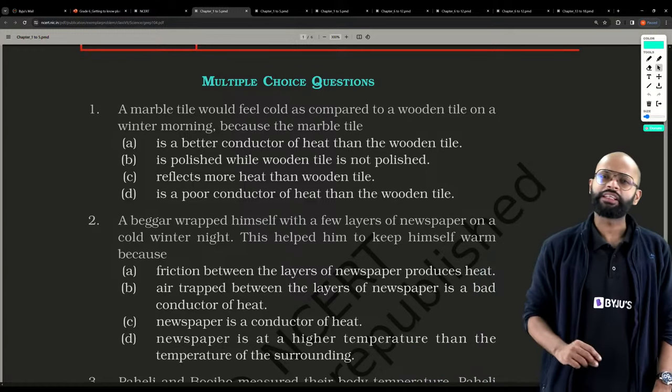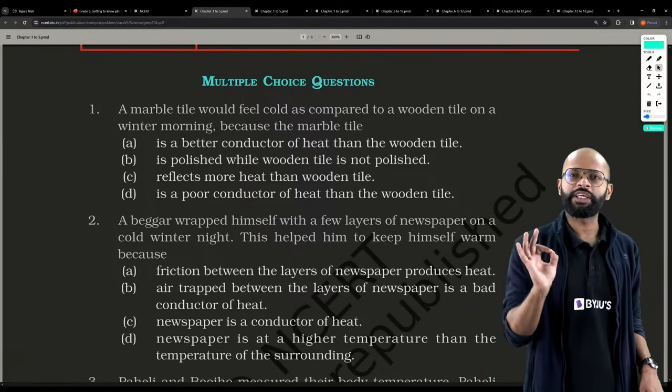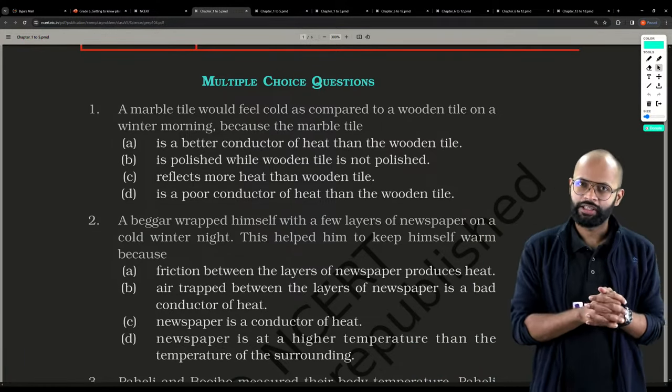गर्मा गर्म चैप्टर है, एकदम वेरी क्रिस्पी एंड हॉट चैप्टर. Let's talk about this chapter.